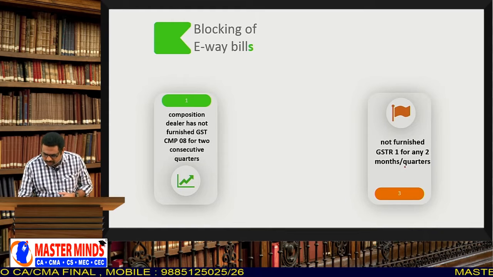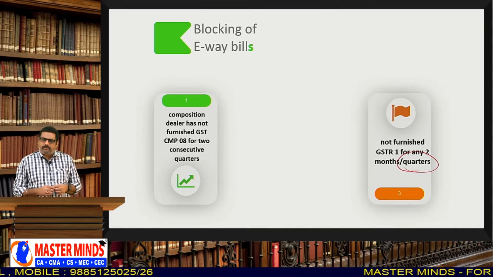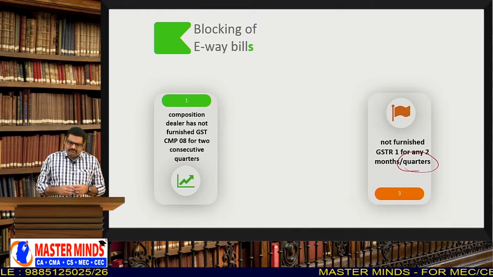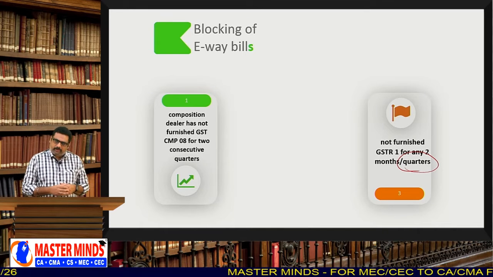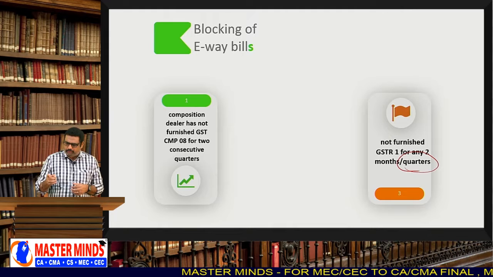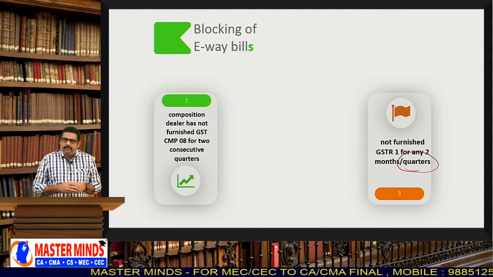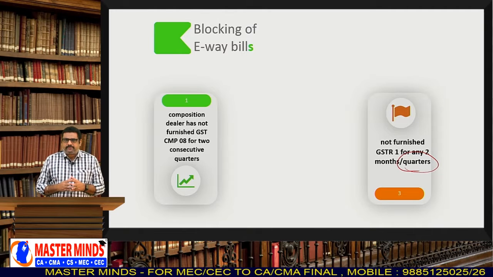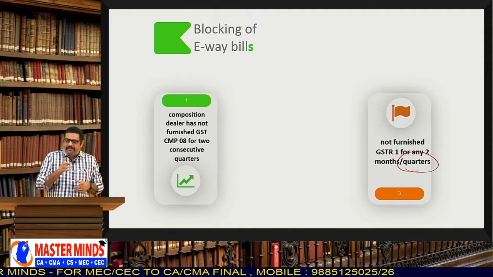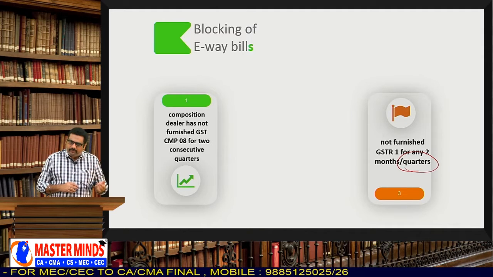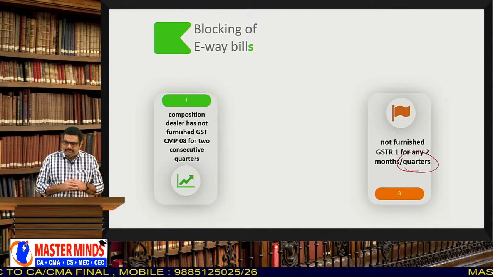Sir, why are you using the word quarters? Because I already told you, if the person's turnover in the preceding financial year is less than 1.5 crore, then there is an option to file GSTR1 on a quarterly basis. That's why I used the word quarters. So if the normal registered person is paying tax and filing GSTR1 on a monthly basis, then any 2 months, and if following the quarterly system, then any 2 quarters is the concept here.